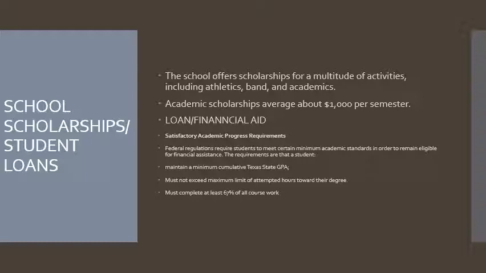For financial aid, there are satisfactory academic progress requirements. Federal regulations require students to meet a certain academic standard in order to remain eligible for financial assistance. The requirements are that a student maintain a minimum cumulative Texas State GPA, must not exceed the maximum limit of attempted work hours towards the degree, and must complete at least 67% of all coursework.